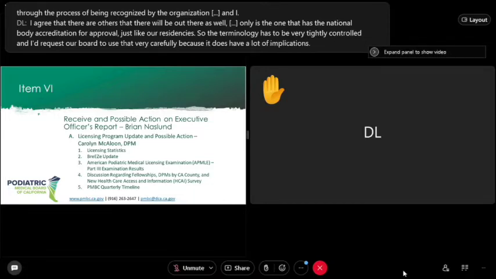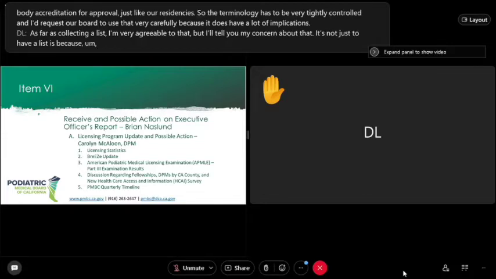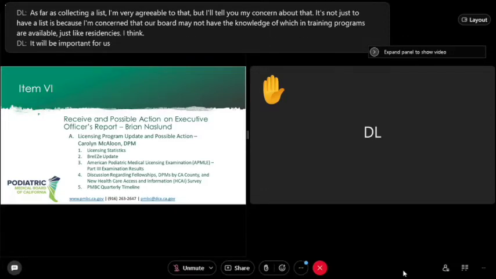As far as collecting a list, I'm very agreeable to that. But I'll tell you my concern about that. It's not just to have a list, it's because I'm concerned that our board may not have the knowledge of which in-training programs are available. It's just like residencies. I think it'll be important for our medical board to understand and know which in-training programs are happening within our state.